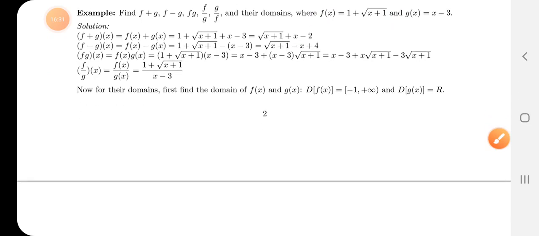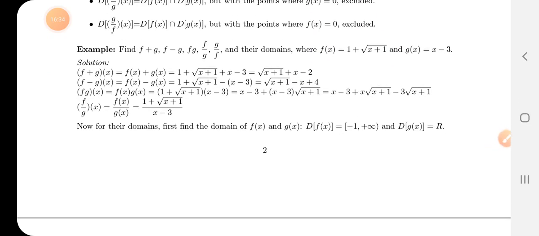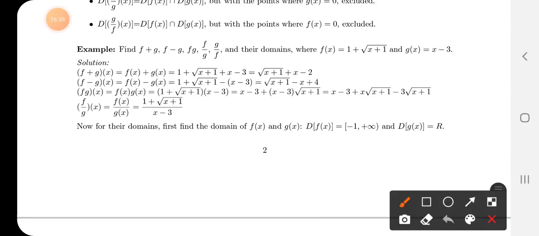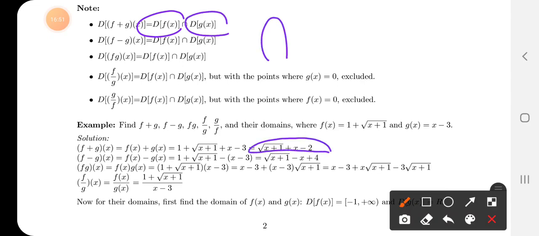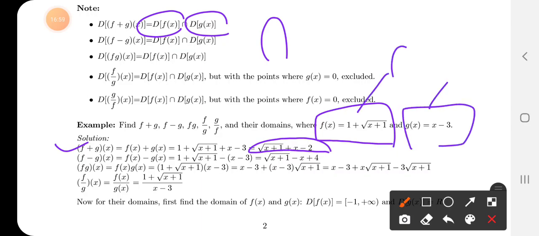And similarly you can find f minus g, f into g, and f over g. But how about their domain? For their domain you do not have to see the answer, because for the domain the rule is that you need to find the domain of f individually, domain of g individually, and then you have to take their intersection. So you do not need to look at whatever you got for f plus g.